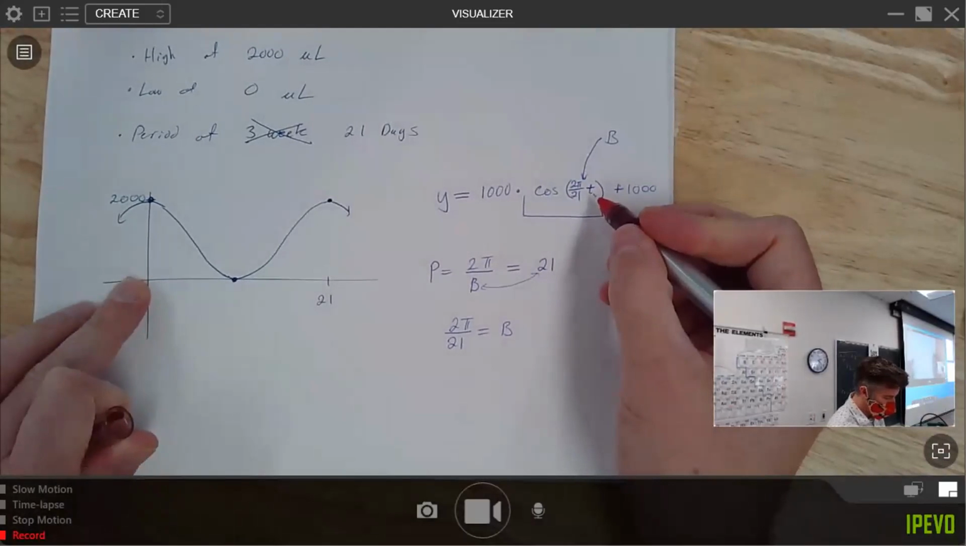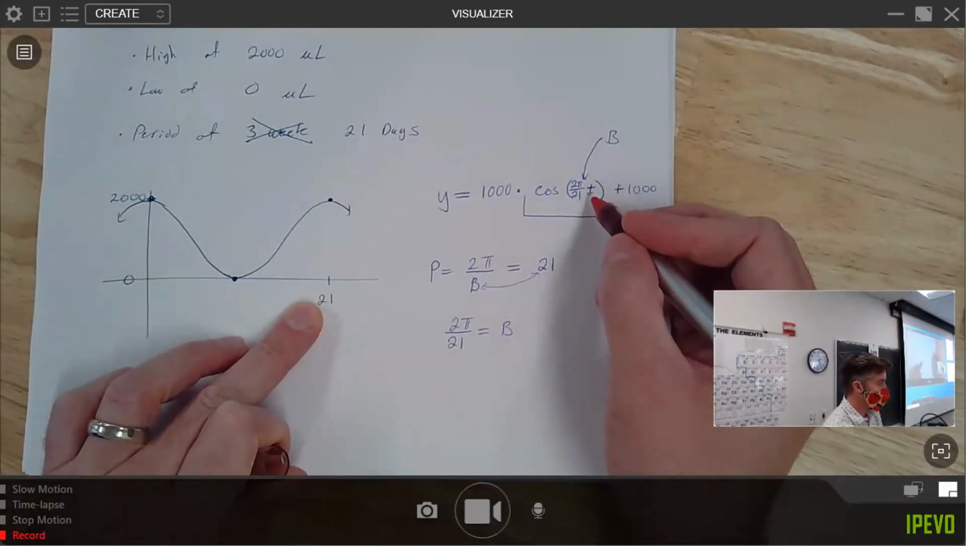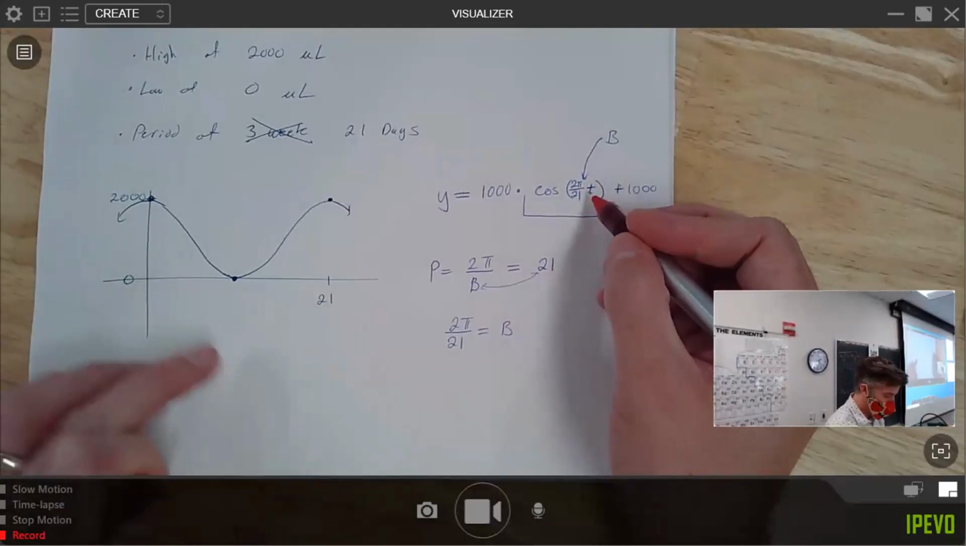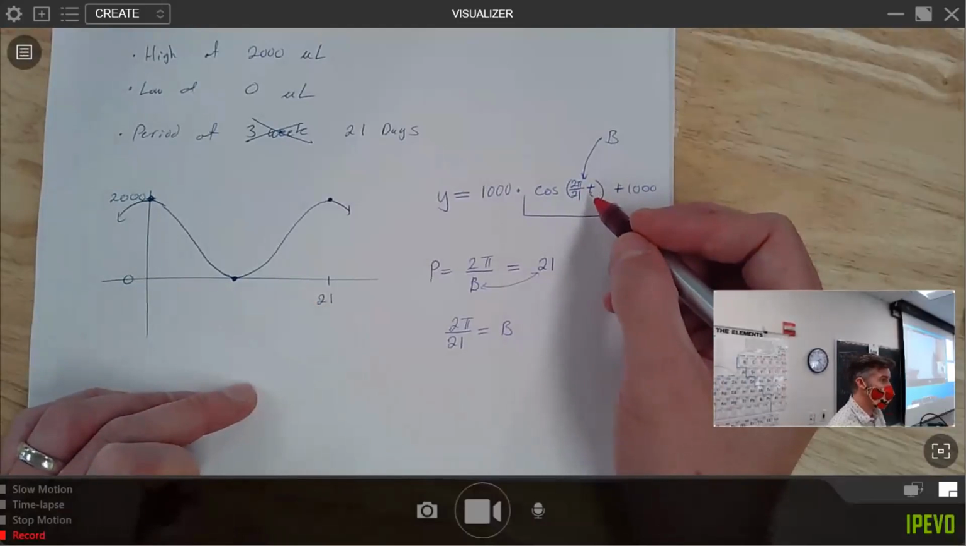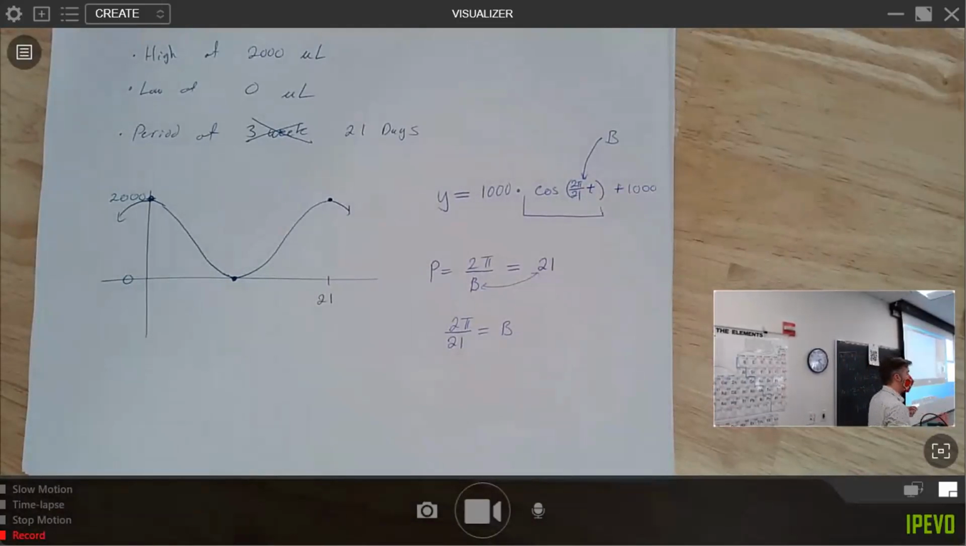So if t goes from 0 to 21, well, 2 pi over 21 times 0 gives me an angle of 0. And 2 pi over 21 times 21 gives me an angle of 2 pi. So we're seeing that, yes, we are getting the full period because the angles go all the way from 0 to 2 pi. So we need to get one full cycle. So this would be our answer.